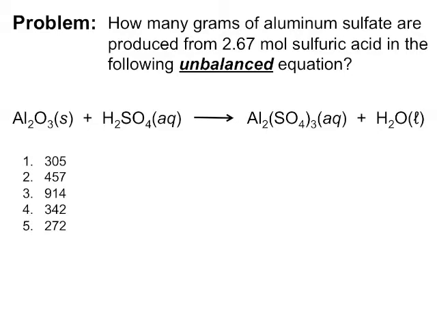All right, just in case you need a little hint on how to think about this, look at what the question's asking. How many grams of aluminum sulfate, that's this stuff here, is produced from 2.6 moles of sulfuric acid in the following unbalanced equation? Well, first of all, you're going to have to balance it, right?